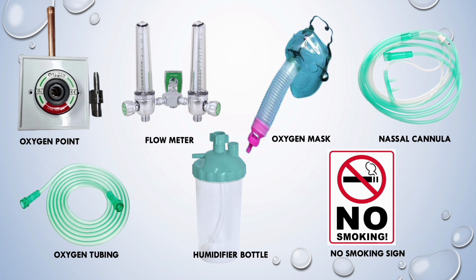During your planning phase, these are the items that you need to collect: oxygen point, which is functional, a flow meter to be connected on the oxygen point, oxygen tubing, humidifier bottle with water, oxygen mask as per the prescription, the nasal cannula also as in the prescription, and the no smoking sign.